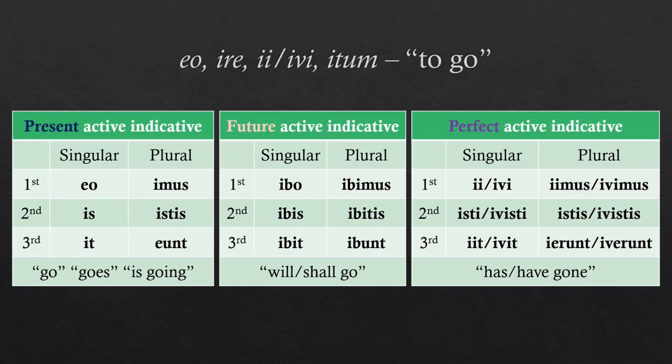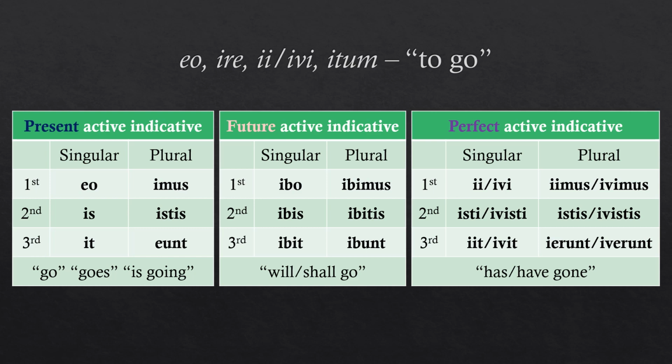Time to switch gears to our final concept, the verb to go in Latin. Just like sum and possum, eo is irregular. Its principal parts are eo, ire, ii or ivi, and itum. Here is eo fully conjugated in the present, future, and perfect active indicative. If you know your personal endings, memorizing these conjugations of eo should be no problem.